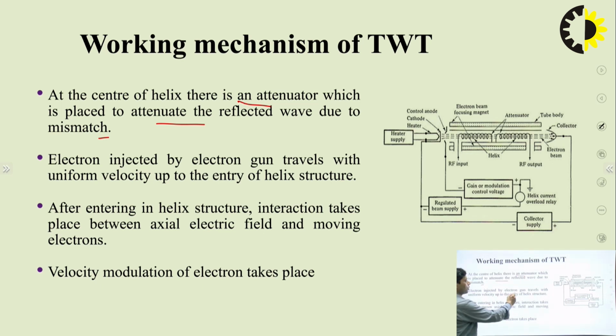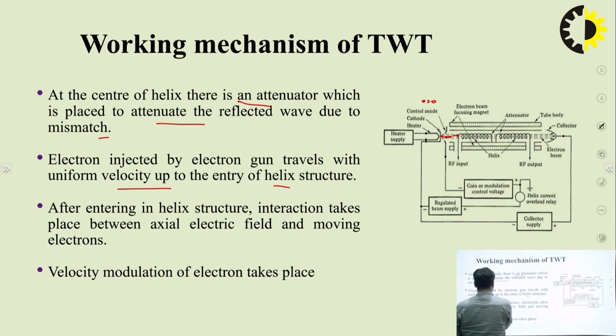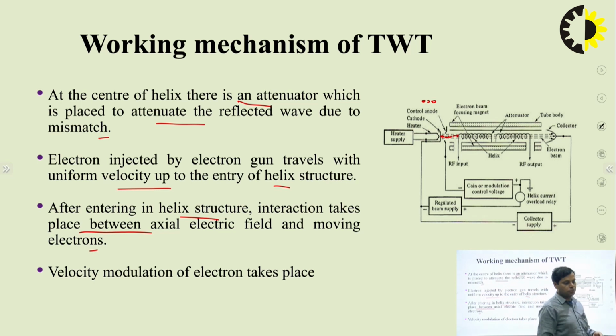Electrons injected by the electron gun travel with uniform velocity up to the entry of the helix structure. That means initially, before entering here, the speed will be the same. But after entering the helix structure, interaction takes place between the axial electric field and the moving electrons. So interaction will take place. That means their velocity will be changed. Either it will be increased or it will be decreased.